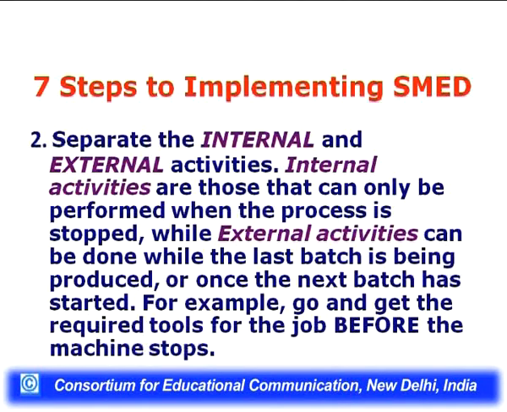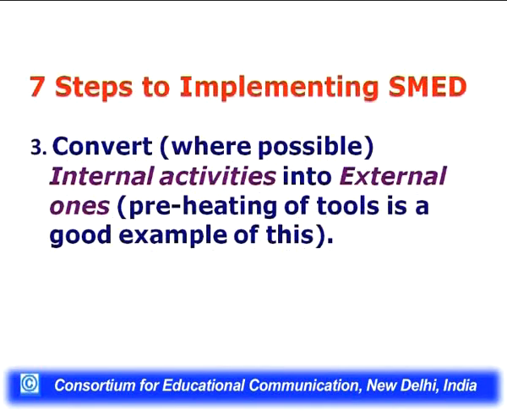The second step, I will repeat it. Separate the internal and external activities. Internal activities are those that can only be performed when the process is stopped, while external activities can be done while the last batch is being produced or once the next batch has started. For example, go and get the required tools for the job before the machine stops. So, this defines the internal and external activities.